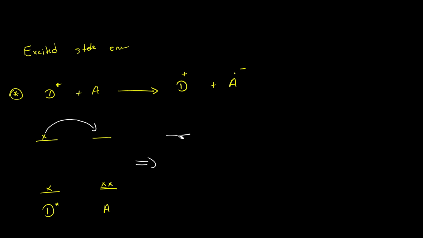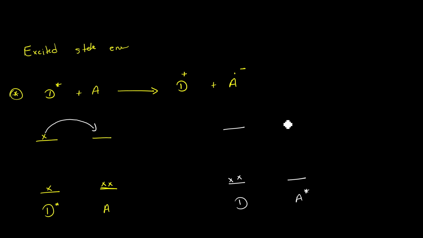Now when we look at the other possible way, let me erase this. Let's say here we have the donor. The donor is not the one which is excited here. So donor has two electrons in the ground state, and in this case our acceptor is being excited.